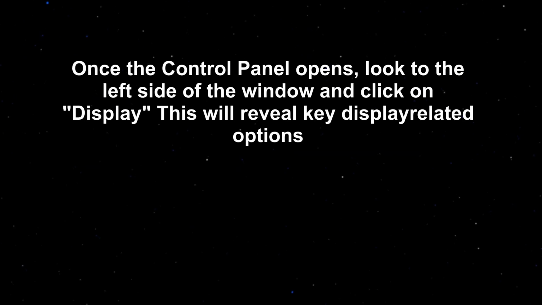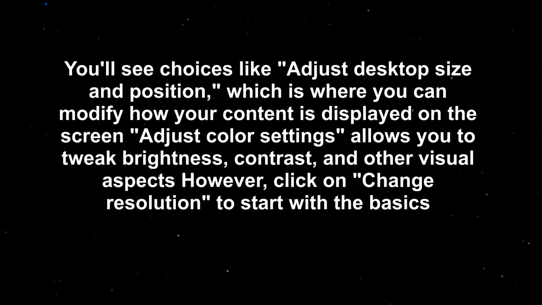Once the control panel opens, look to the left side of the window and click on Display. This will reveal key display-related options. You'll see choices like Adjust Desktop Size and Position, which is where you can modify how your content is displayed on the screen. Adjust Color Settings allows you to tweak brightness, contrast, and other visual aspects. However, click on Change Resolution to start with the basics.